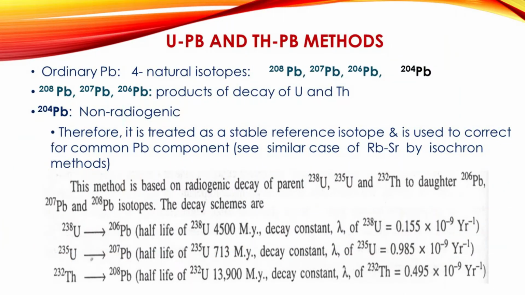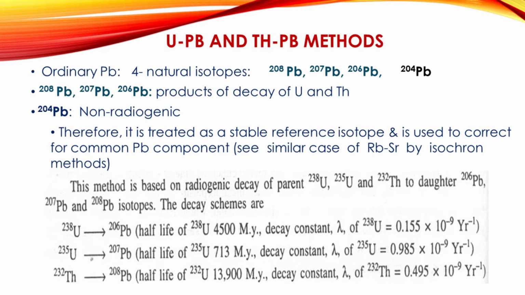Therefore, it is treated as a stable reference isotope and is used to correct for common lead components, as we have already discussed for the analogous case of rubidium-strontium by the isochron methods. This method, like the earlier ones, is also based on the radioactive decay of the parent uranium-238 isotope, uranium-235 isotope and thorium-232 isotope to the daughter lead-206 isotope, lead-207 isotope and lead-208 isotope.